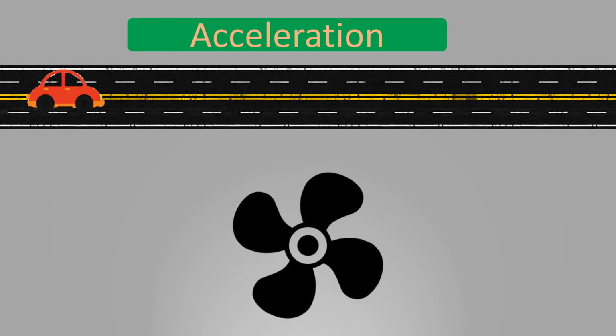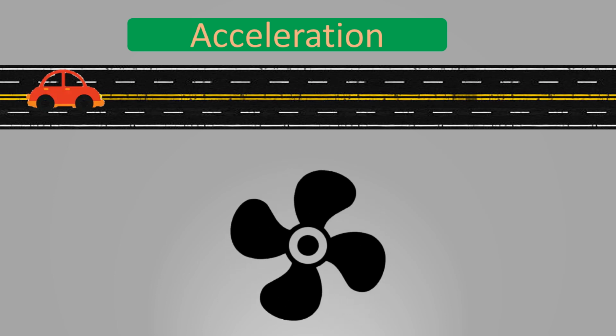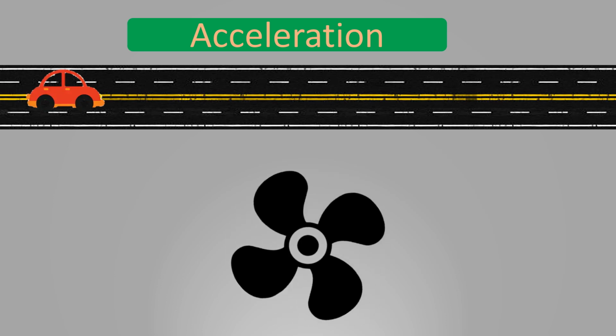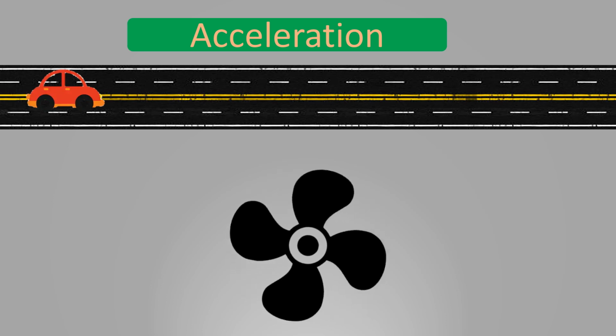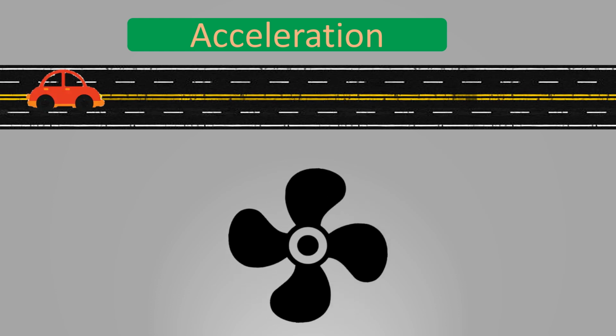The decrease in velocity over time is called deceleration. When you press the brake of your car, the velocity of the car starts decreasing. This is called deceleration. Acceleration is denoted by lowercase a, and as we mentioned earlier, it's a vector quantity.